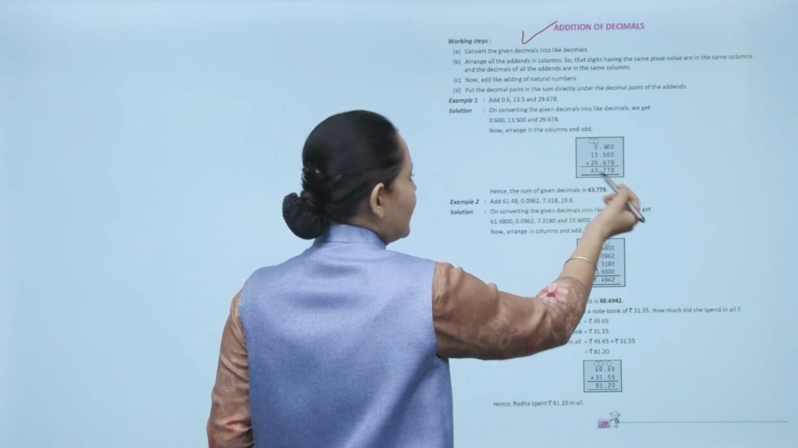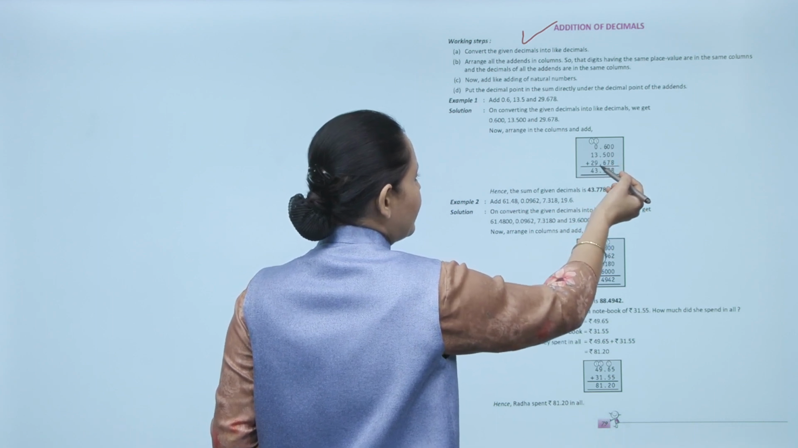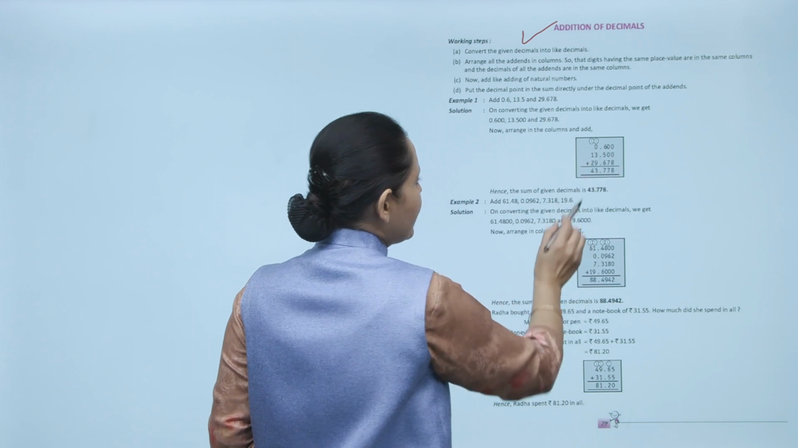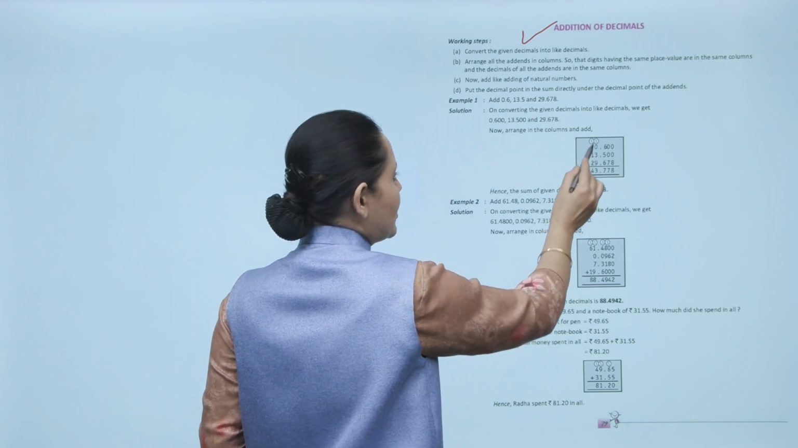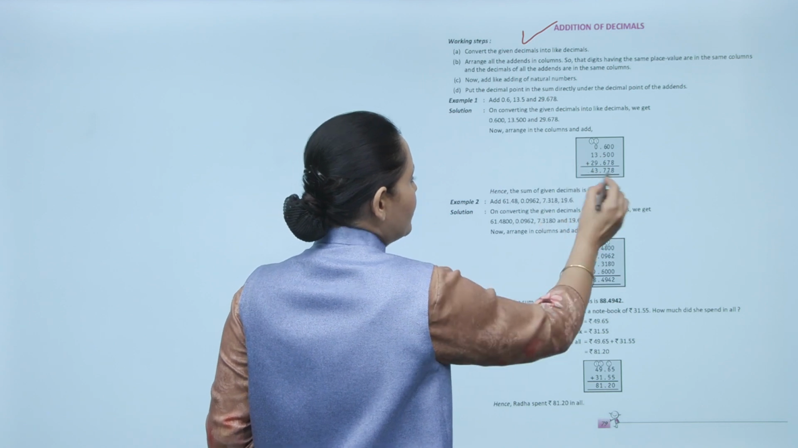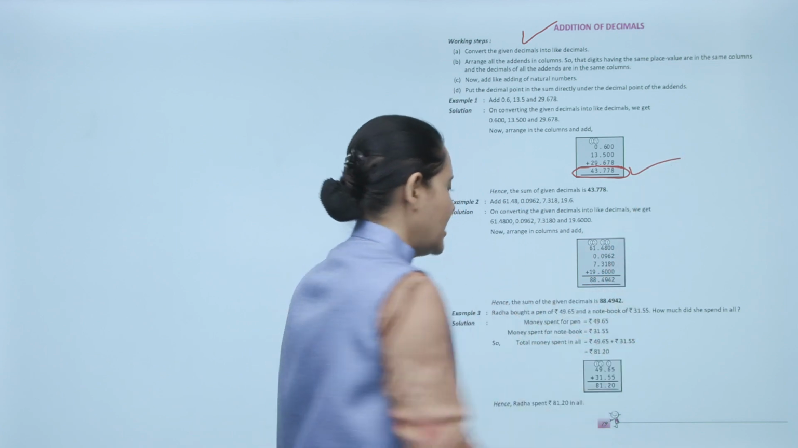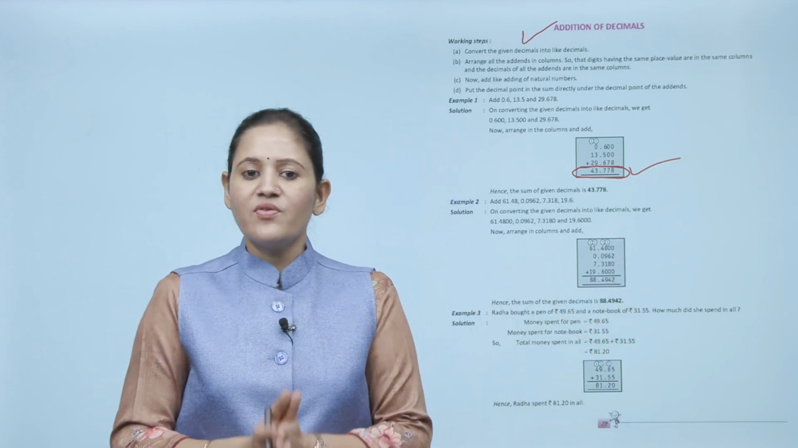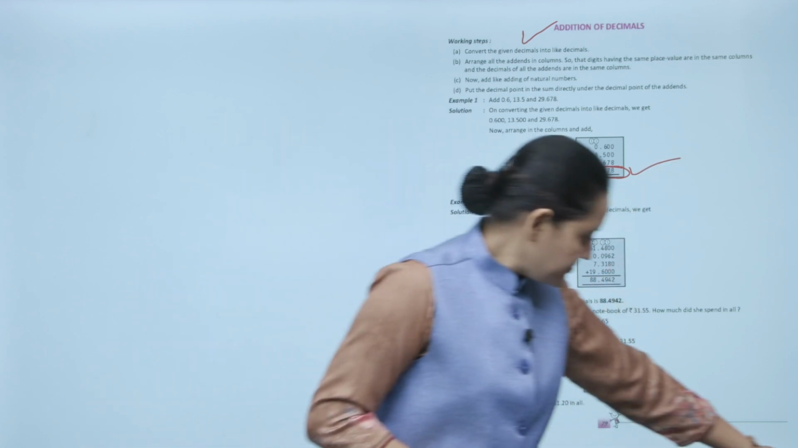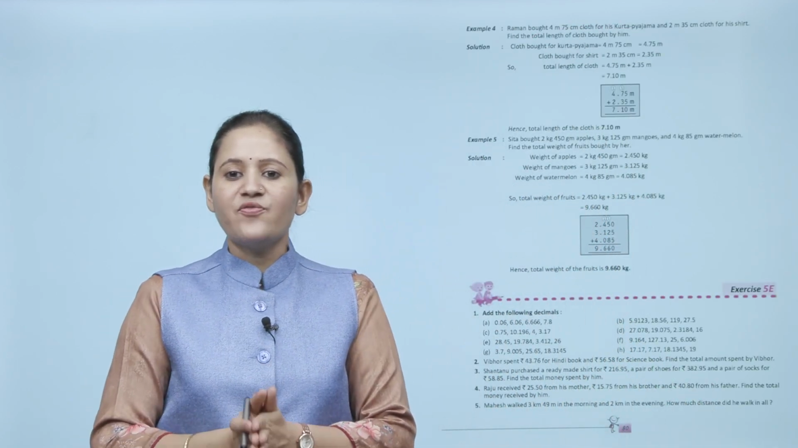0 plus 8 is 8, 0 plus 7 is 7, 6 plus 5 plus 6 is 17, 7, 1 carry over, 9 plus 3 is 12 and 1 is 13, 3, 1 carry over, 2 plus 1 is 3 plus 1 is 4. So answer, the sum is 43.778. So like this we will add decimal numbers. Next is exercise 5E.